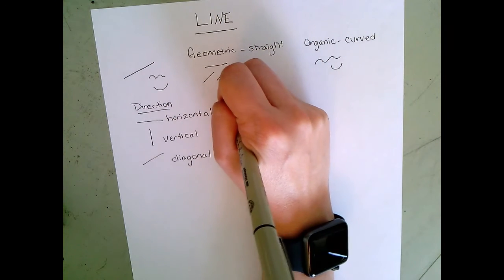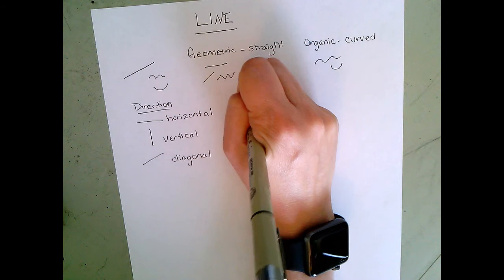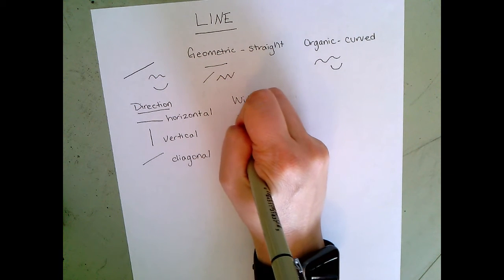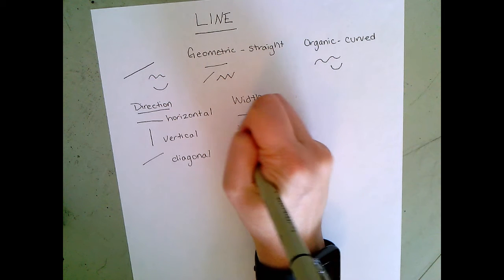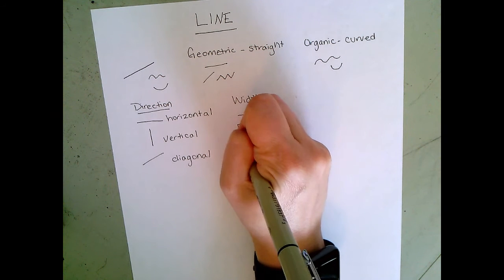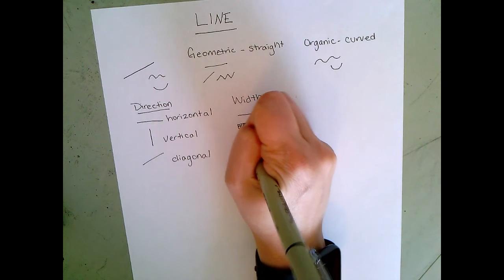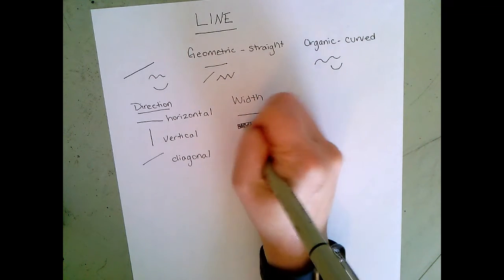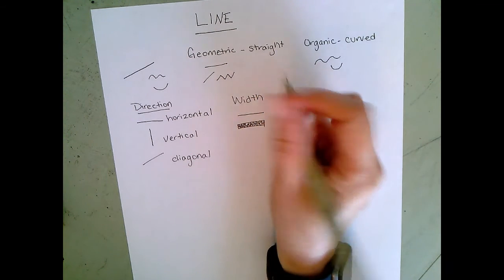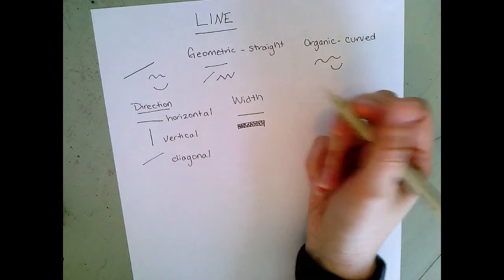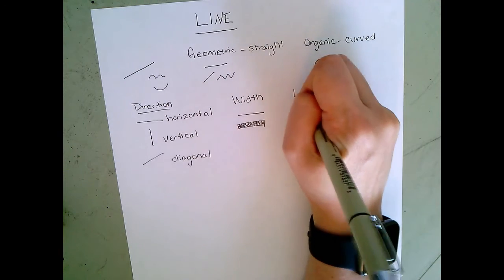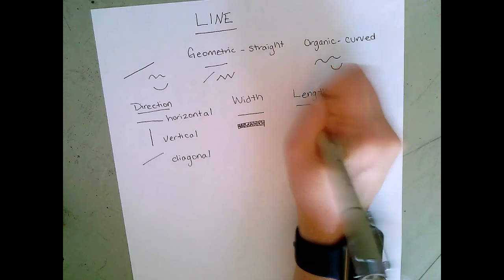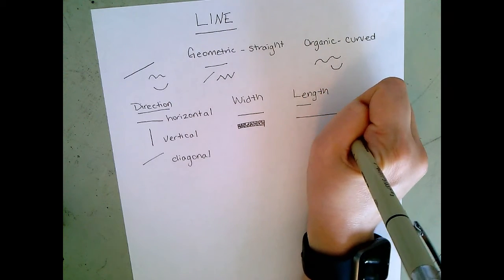We can also change the width of lines. So that's just how wide the lines are. So we can have very thin lines, or we can have very thick lines. I'm not going to fill this line in entirely, but imagine that the whole thing is black, and that would be a very thick line. We can change the length of a line, so we can have short lines or long lines.